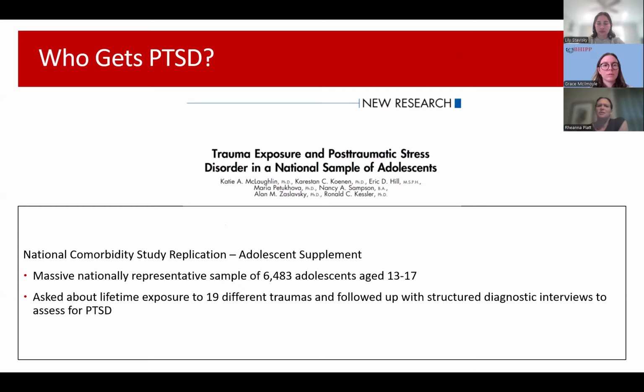In terms of, and again, this is just for background, when you see patients, in terms of thinking about, okay, what's their risk, given I'm seeing a kid who has experienced this, of later developing PTSD. In the early 2000s, there was a study that really looked at different types of trauma and then subsequently interviewed folks to assess for PTSD.